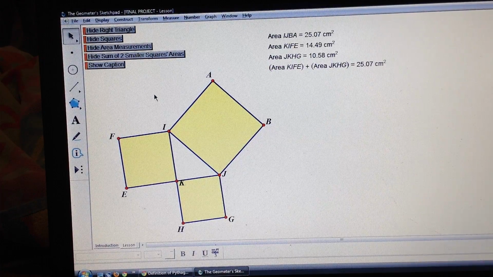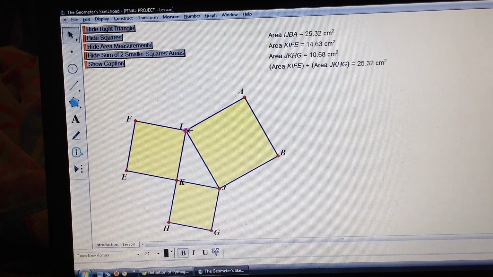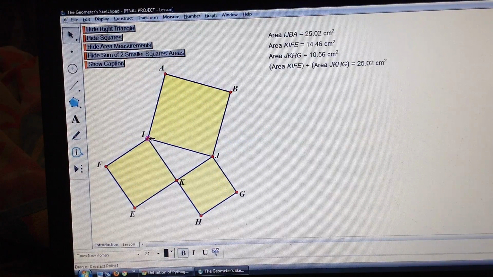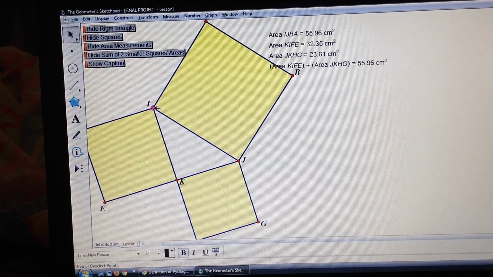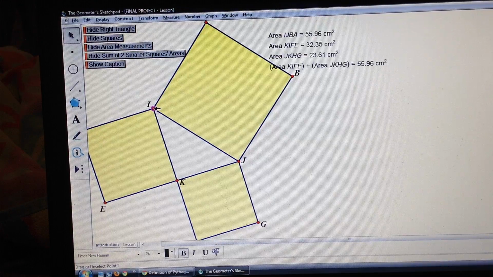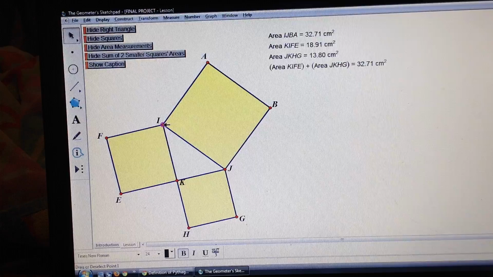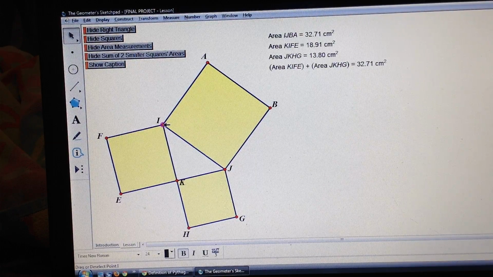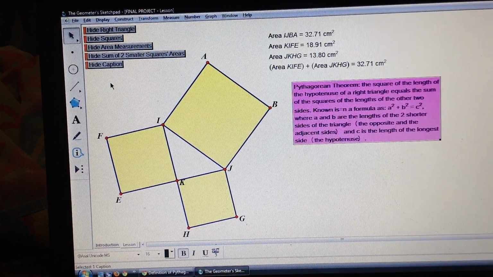And as we can see right now, the sum of the two smaller squares is equal to the area of the largest square. So we're going to play around with this a little bit to see if that's still true if we change the lengths of the sides. And so we are moving it around, and you can kind of see, no matter how I move it, that the sum of the area of the smaller squares is still equal to the area of the largest square. So we know that they are always going to be equal to each other based on this, and so we're going to look at our definition of the Pythagorean theorem.